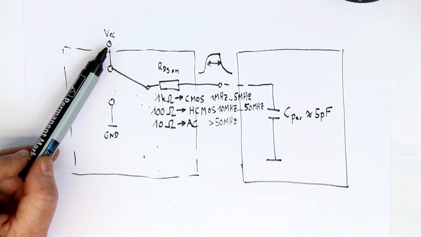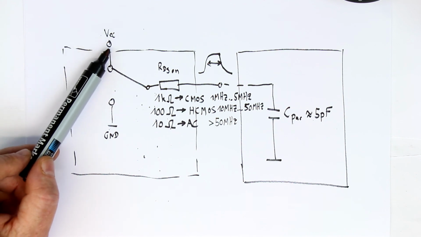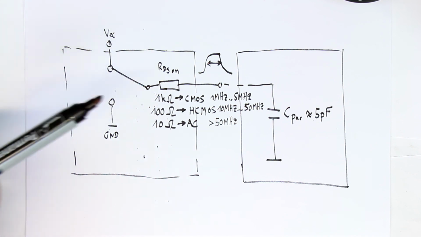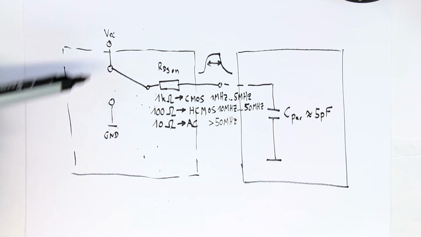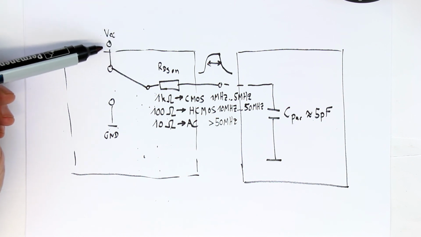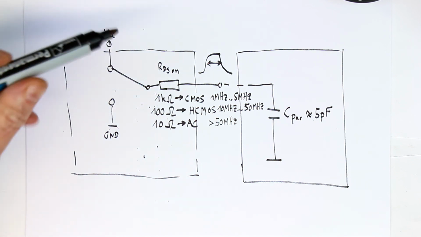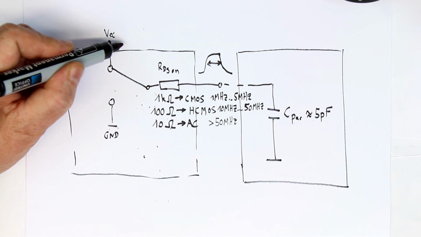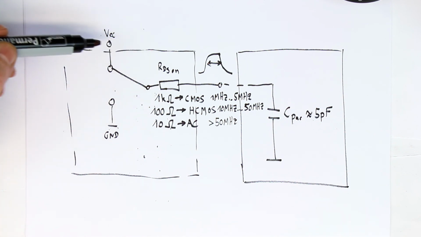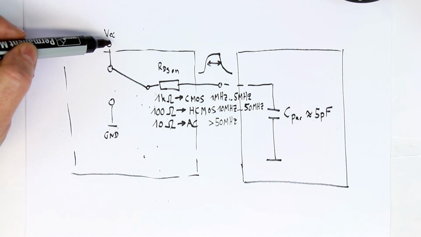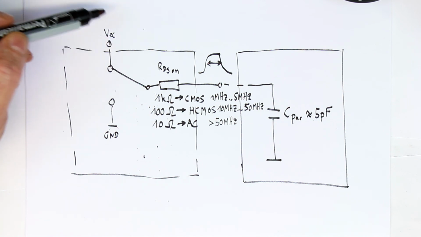Because if you ever have measured a digital logic IC with an oscilloscope, and even if you did it properly with a short connection to ground, with a little spring at your oscilloscope that goes directly to the ground at the IC, and you took a high-speed oscilloscope and a high-speed probe, you will see that you always get some ringing here at VCC. And the question is, where does this ringing come from, and how can we suppress it?